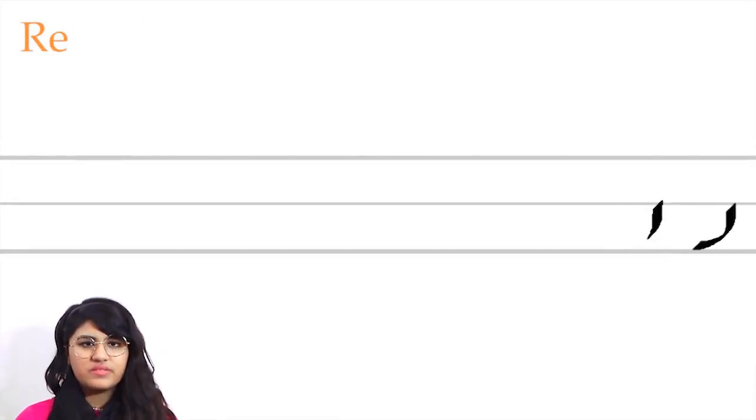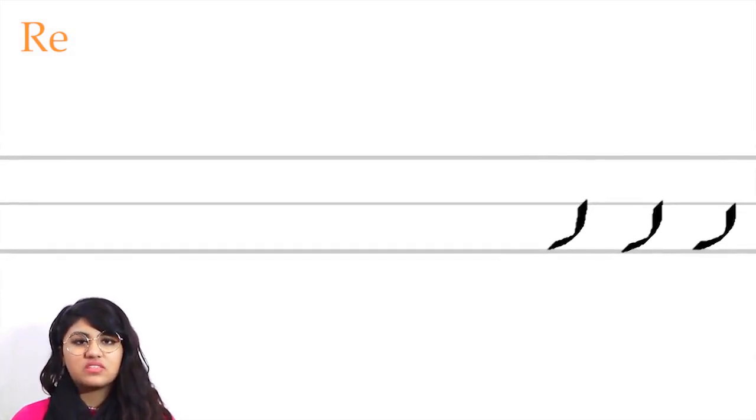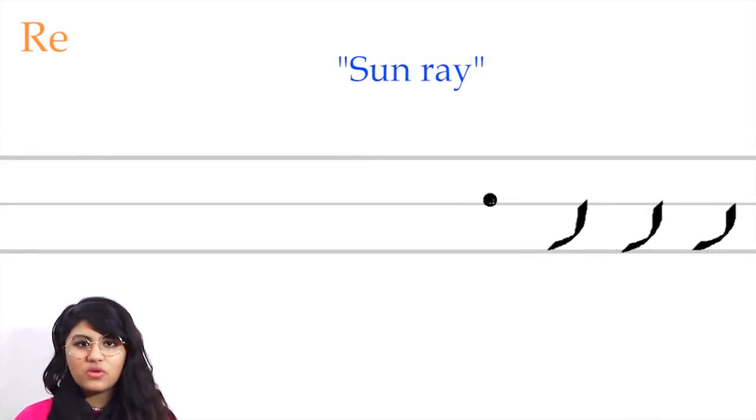Next is Re. So Re starts with a slanted line and it becomes a curve. So slanted line becomes a curve. Think of Re as the sun rays. When the sun rays are out, you want to go to the park and to a slide, right? So sun Re, you want to go to a slide.